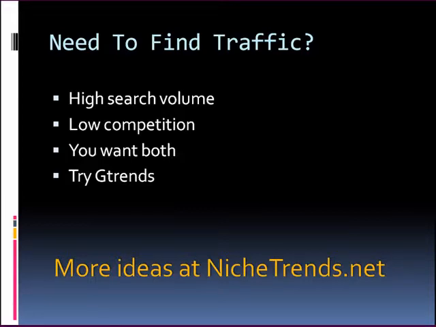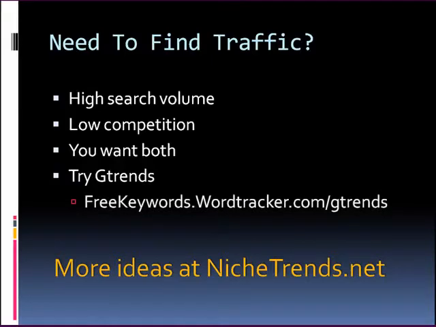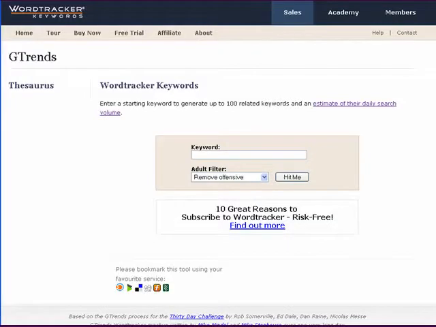To get there, you go to freekeywords.wordtracker.com/gtrends, or you can do like I do. I'm kind of lazy. I just search for Gtrends on Google. Let's switch over there and I'll show you what it looks like real quick. This is the WordTracker Gtrends tool, and you'll notice it's in the middle of the page. It has a keyword search form, so we'll just try a keyword real quick and see what happens.